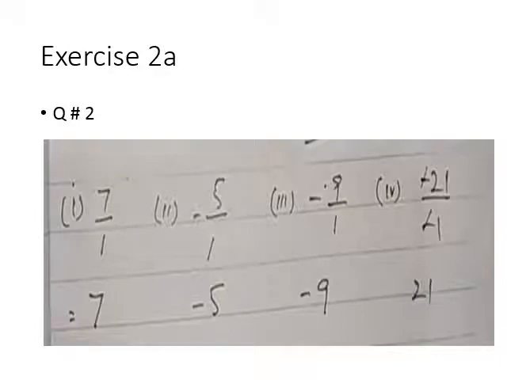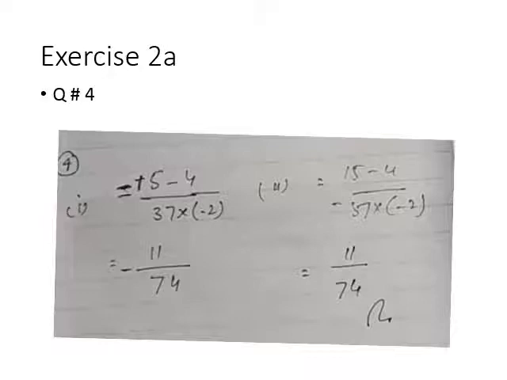Next one is: write down the following rational numbers as integers. Rational number means that all the quantities are written here in fraction form. Integers mean either a plus sign or a negative sign. Here we will say that 7 by 1 is equal to 7, minus 5 by 1 is equal to minus 5, and minus 9 by 1 is equal to minus 9, and minus 21 by 1 is equal to minus 21, and this is an integer.